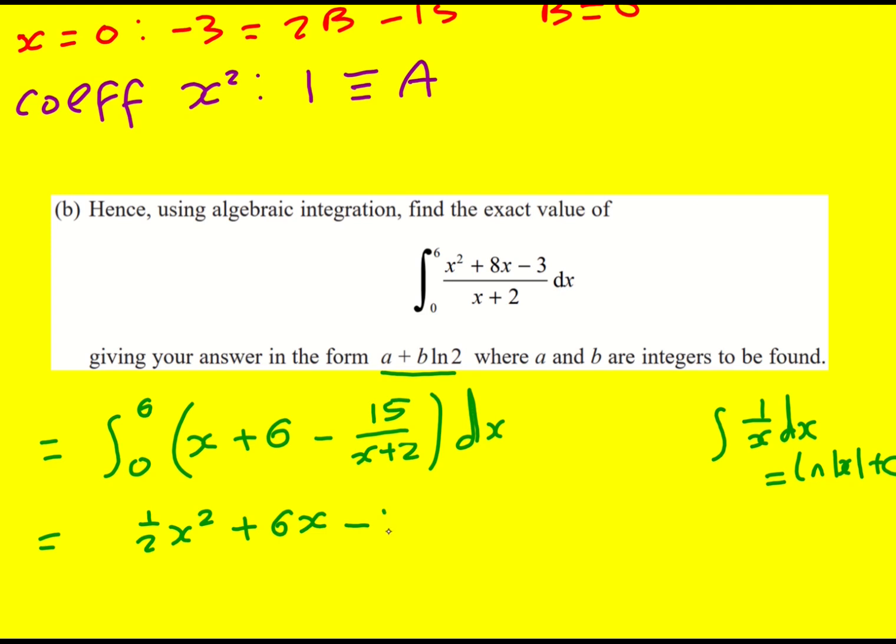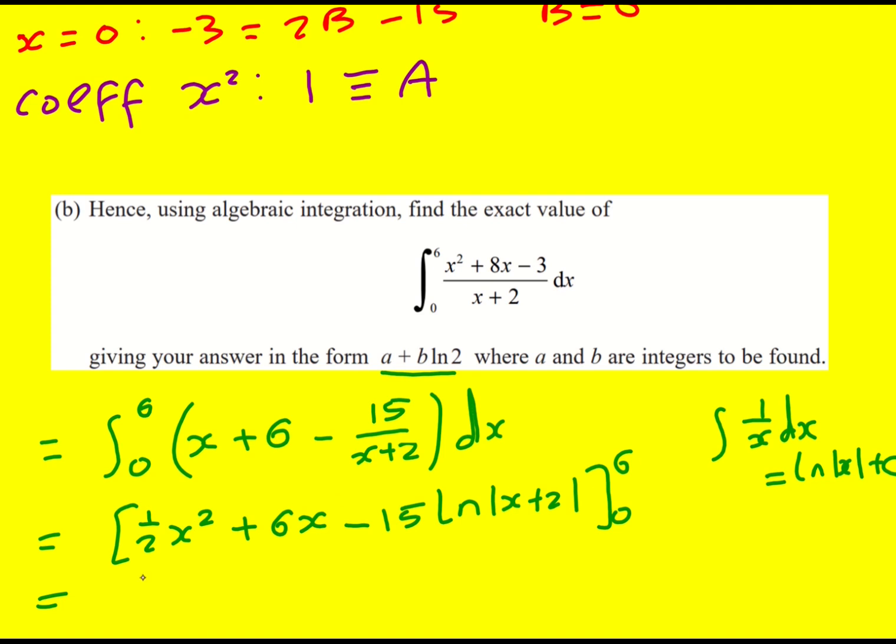We're going to get minus 15 ln of x plus 2, because when you differentiate this back, you get 1 over x plus 2 times the derivative of the inside, which is just 1. Evaluate between 0 and 6 and substitute in. I could do this by hand, I think. You can put whatever you want into your calculator. Just be careful to keep the stuff in terms of ln.